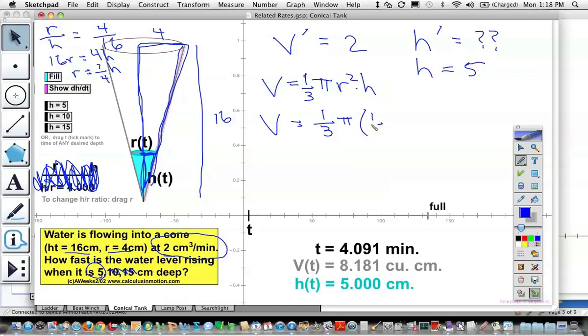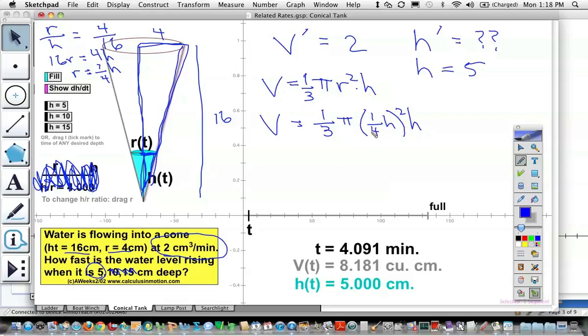So in place of r, I put 1/4 h. Now, I often see people do this part correctly, but then they try to go do the derivative. Well, you don't want to do the derivative now because you still have a product here. What should you do here? Let's multiply it together and simplify it, yes.